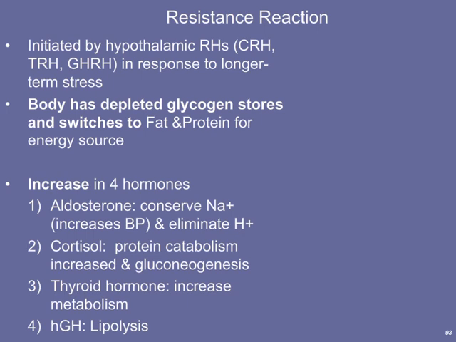The resistance reaction, basically we enter that for a prolonged stress. It's initiated not by nerve impulses, but by releasing hormones from the hypothalamus. These include CRH, corticotropin-releasing hormone, TRH, thyrotropin-releasing hormone, and GHRH, growth hormone-releasing hormone. Basically, the resistance reaction happens after we've already depleted our glycogen. Remember, glycogen is a polysaccharide that's found within the liver and also in the muscle cells. And we normally have a pretty good store of this.